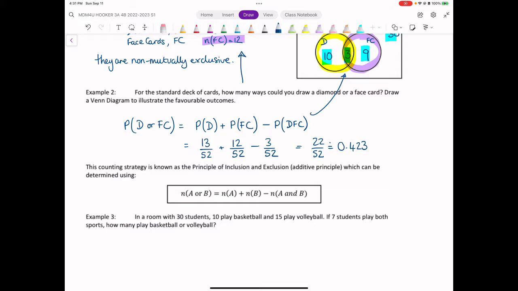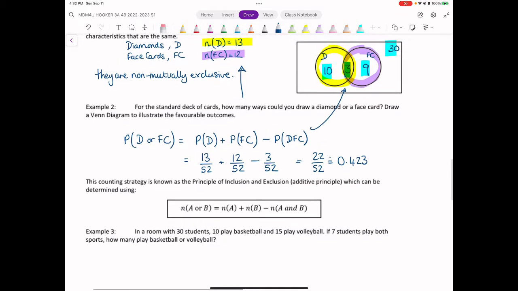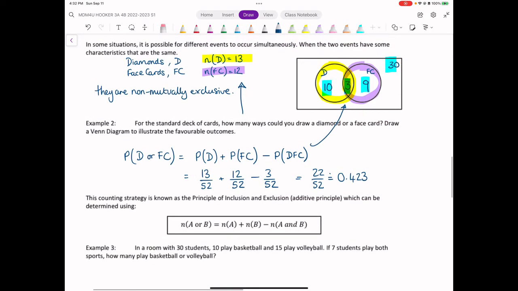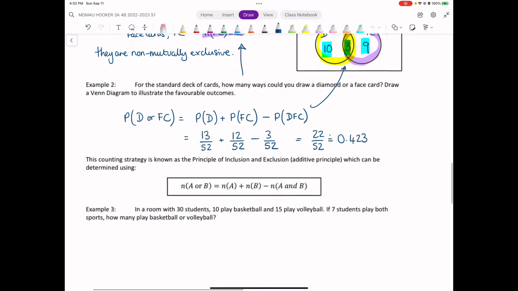So we have to use this formula and make sure that we use the principle of inclusion and exclusion, or the additive principle, which can be determined using this formula. All right. So that is it. Just make sure that you don't double count when the two events have characteristics that are the same.